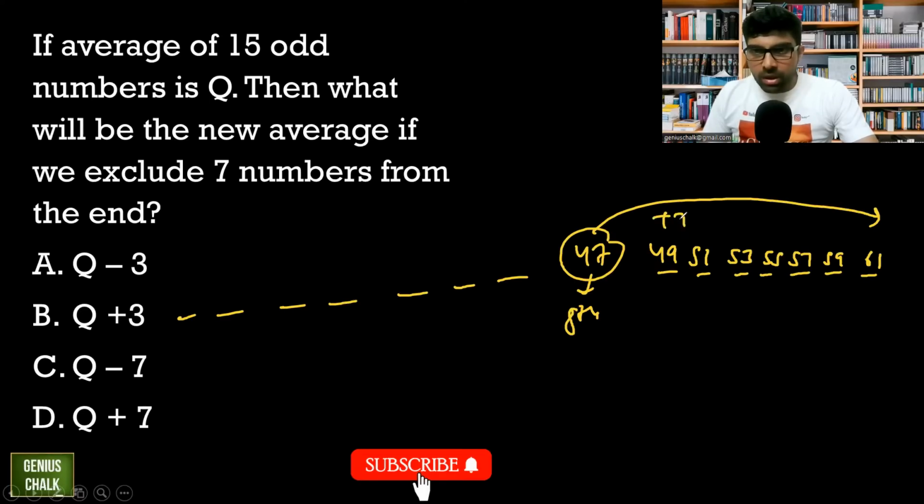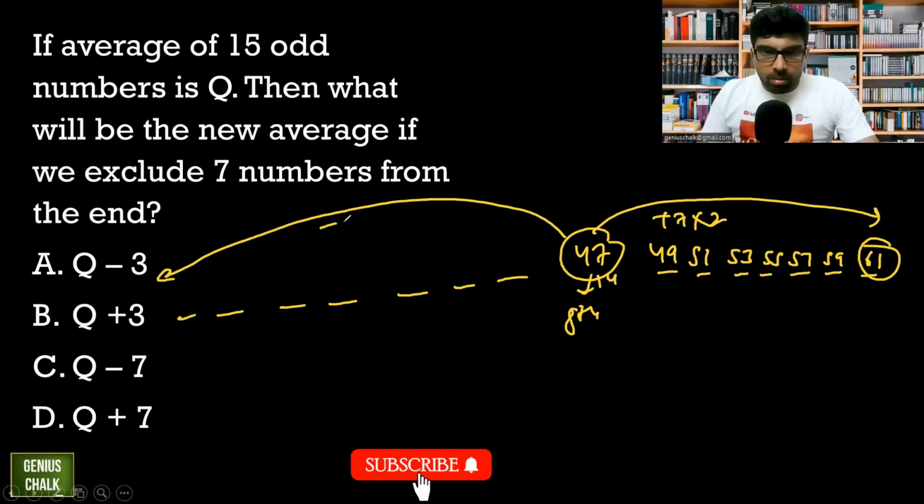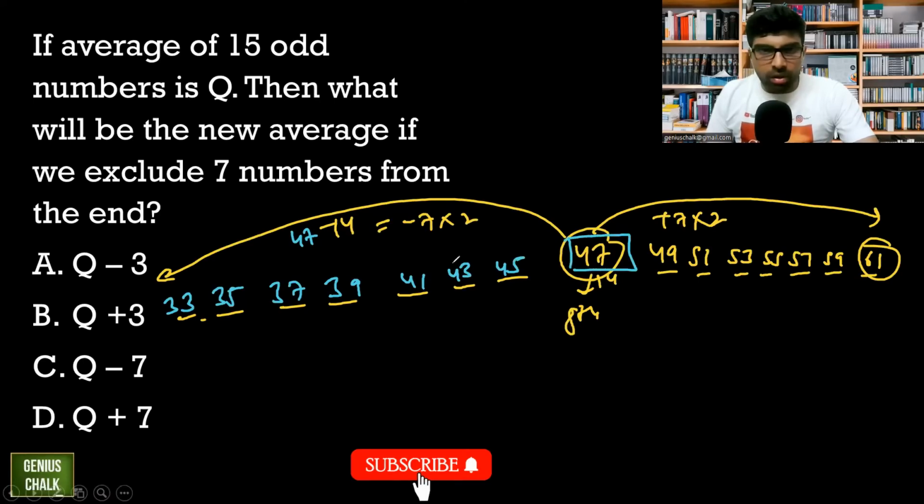There are 7 numbers. Each is having a difference of 2. So 47 plus 14, that is 61. Similarly, 47 minus 14. Why? Because everybody is having a difference of 2 and we are going in minus. So there are 7 terms back. So this will be 47 minus 14. So this is 33. So 33, 35, 37, 39, 41, 43, 45, and 47.